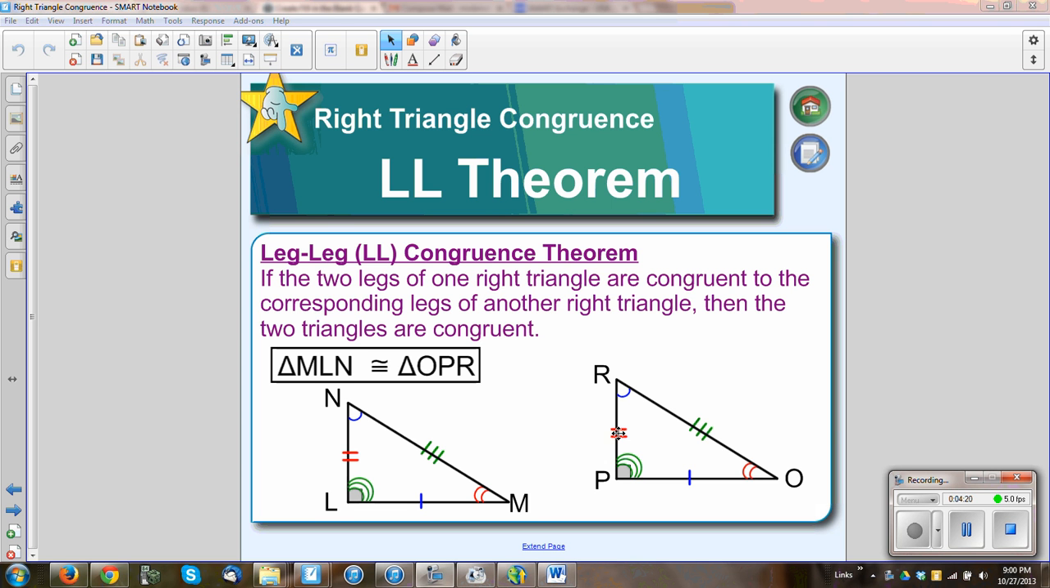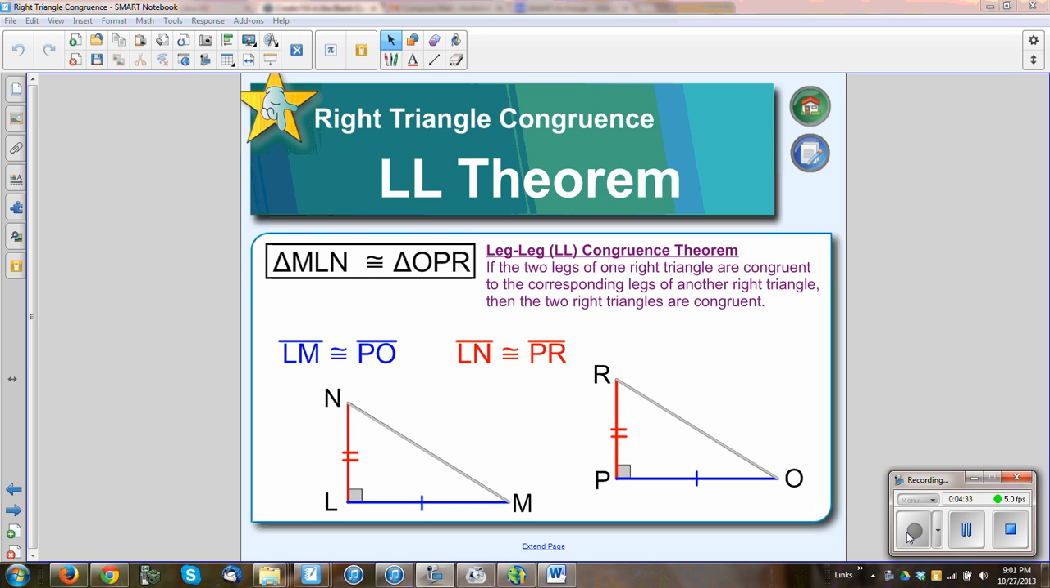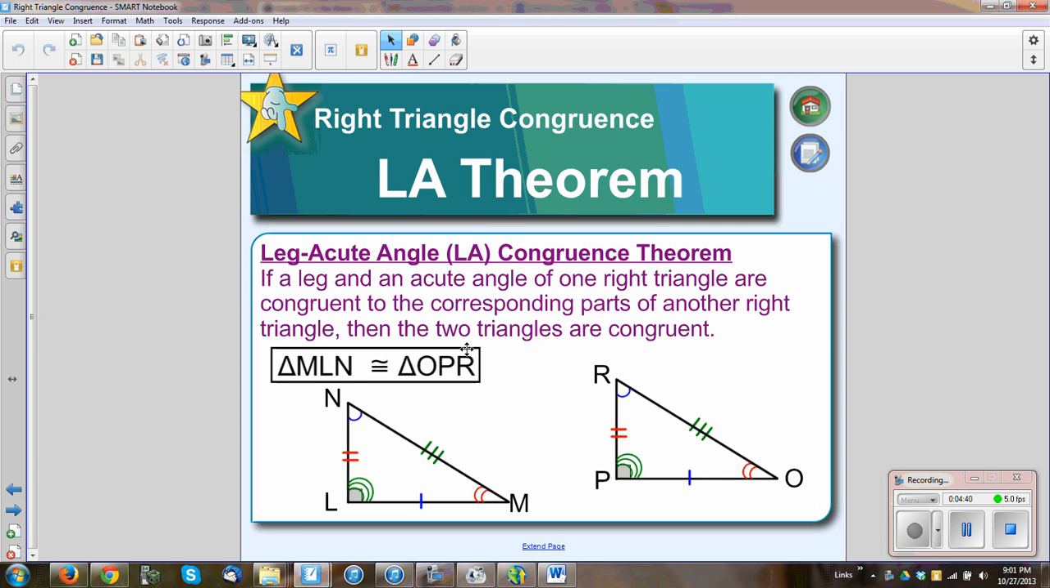But also look at this right here. Here is a side, here's an angle, here's a side. So with the leg-leg theorem, there's an awful lot of other congruence theorems or postulates that can go with it. And here's an example of that actual theorem. You can see the legs are congruent. This is the leg-angle theorem, which states that if you have a leg and an acute angle in a right triangle, then you can state the congruence of the triangles.